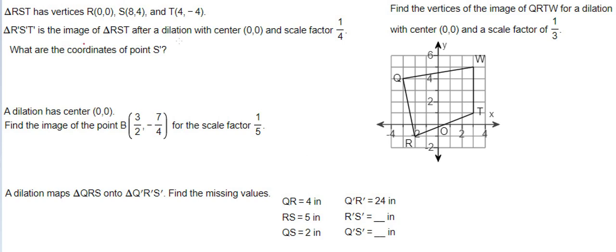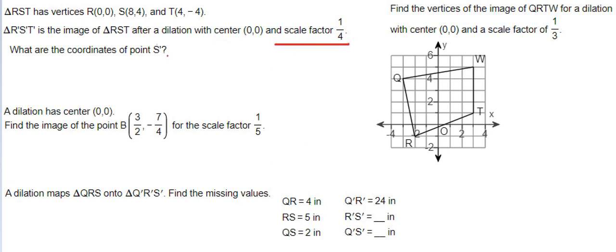So thankfully, dilations and scale factor are deceptively easy. It just means multiplication, and those words are going to be interchangeable for us. So we have this triangle with those given coordinates, and we're always going to have a center of 0, 0. That's going to make everything easy for us. And the scale factor is 4.